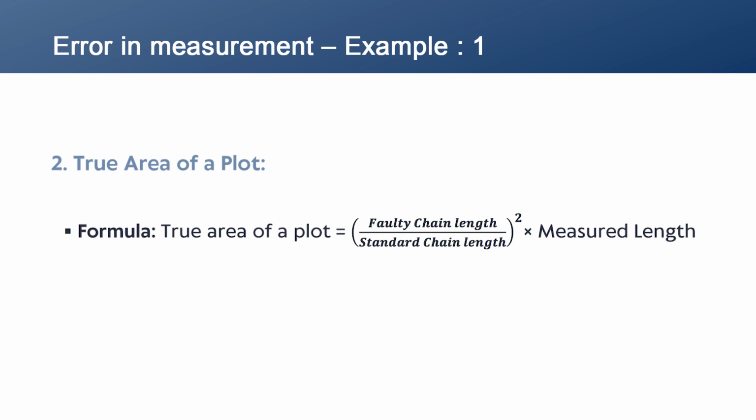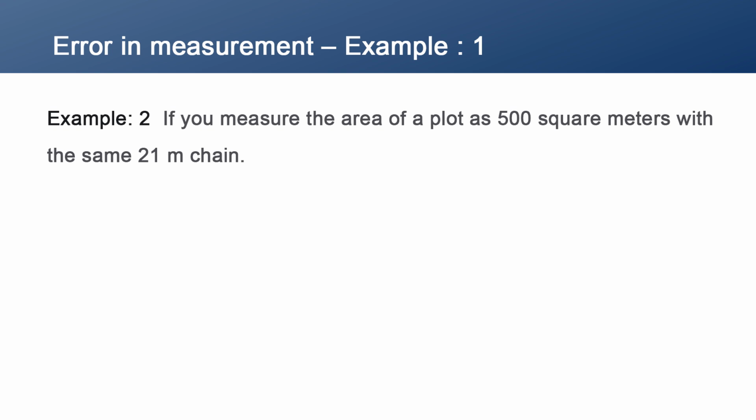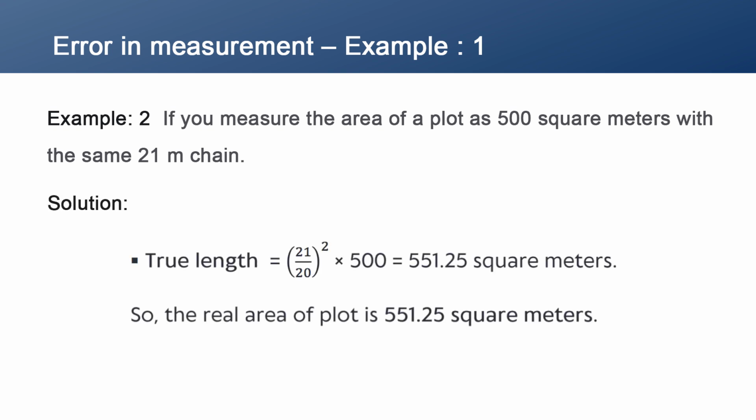measured area. An example here, if you measure the area of the plot as 500 square meters with the same 21 meter chain, the true area will be 21 by 20 the whole square multiplied by 500, which gives 551.25 square meter. This shows the real area of the plot is 551.25 square meter and not 500 square meter.